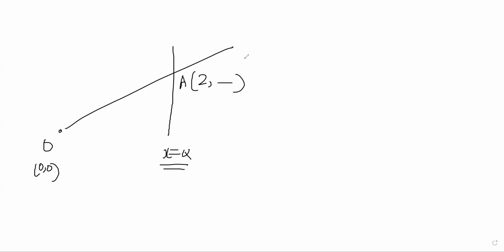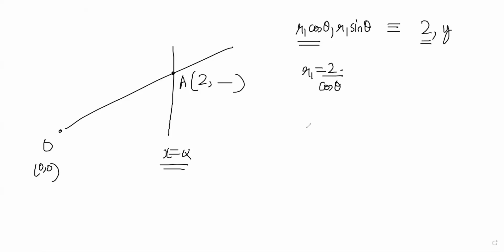And now we will write it in parametric form. So we'll say any point on this line can be written as (r1 cos theta, r1 sin theta). So that should be the same as (2, y coordinate). So basically from the first part of it, we can say r1 is equal to 2 by cos theta, right? Once we get r1 equal to 2 by cos theta, that's all I need for now because I needed OA. This is my OA distance, right?